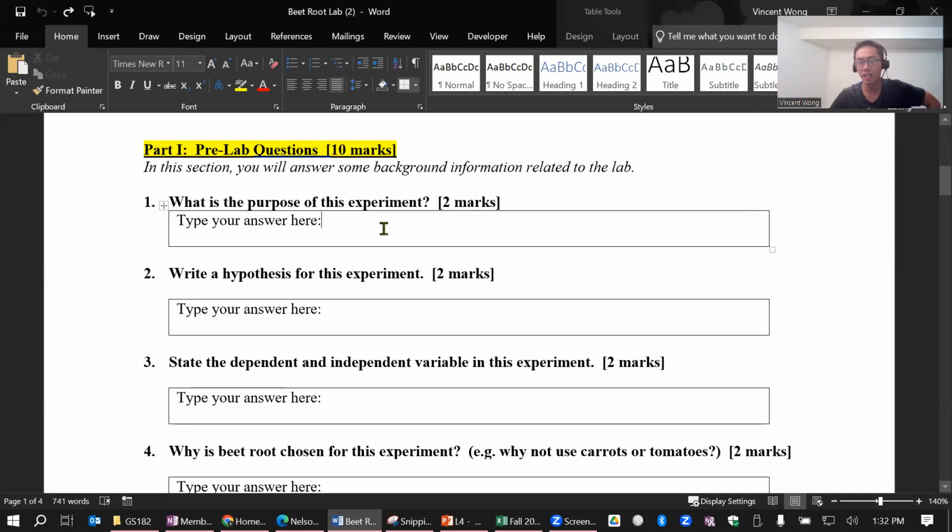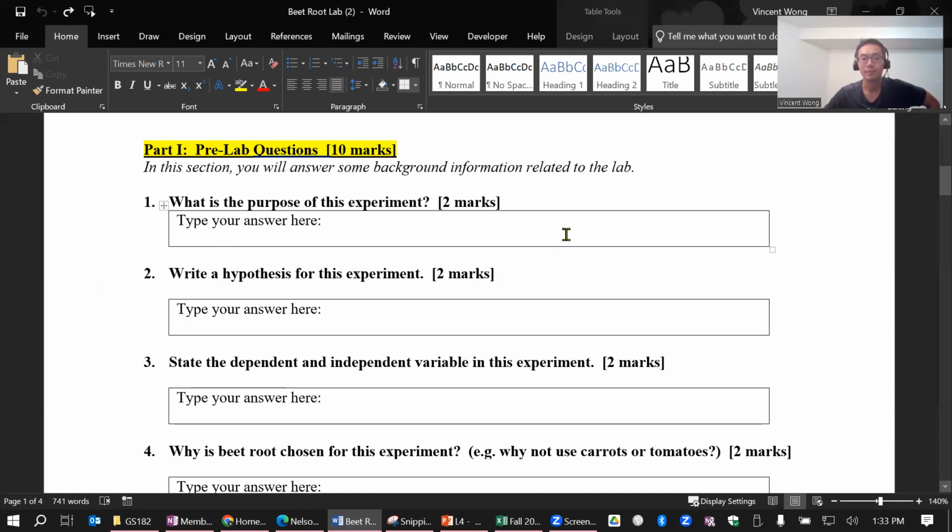The purpose of the experiment is to examine the effects of temperature on beetroot membrane permeability. That's all you have to write. Okay, you don't even have to change my words. You can write it exactly the way that I said it, and I'll give you 2 marks. All right, you're welcome. Just write that down. Don't even change it.